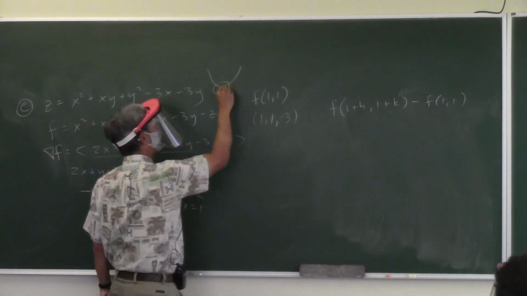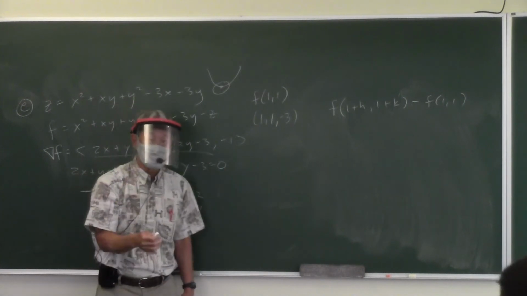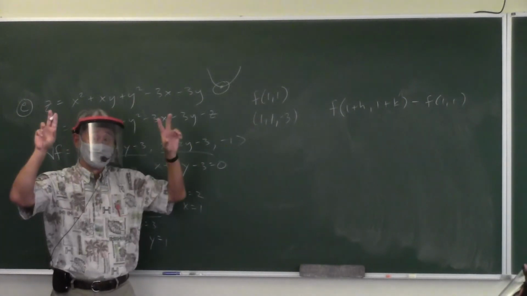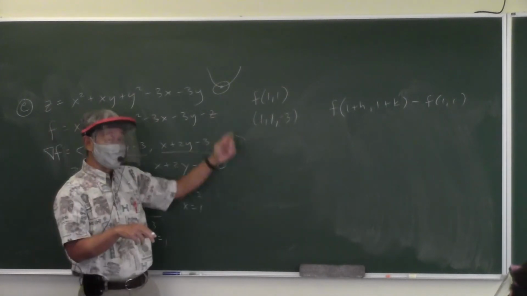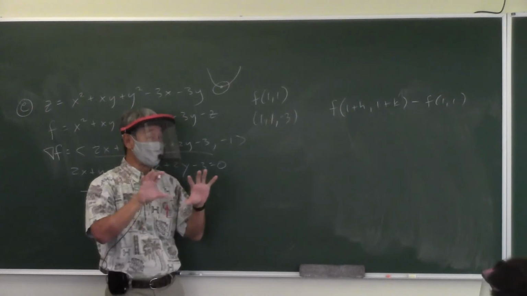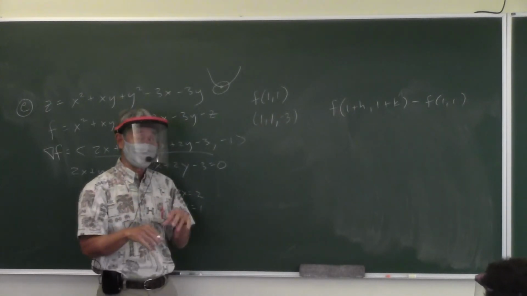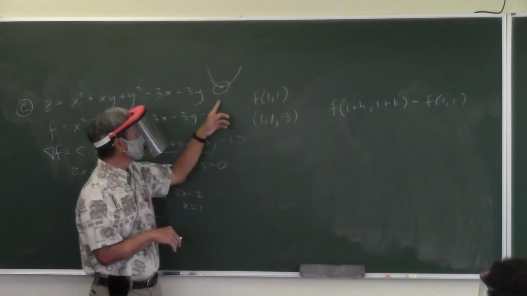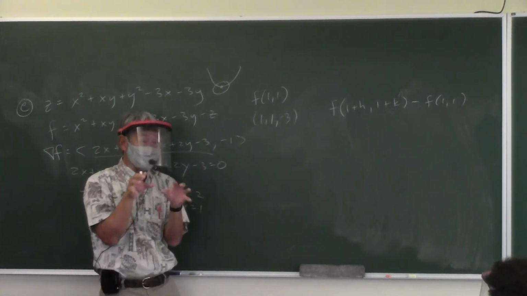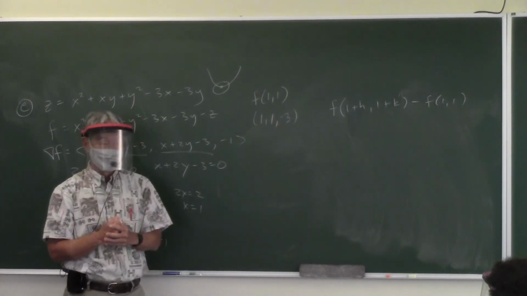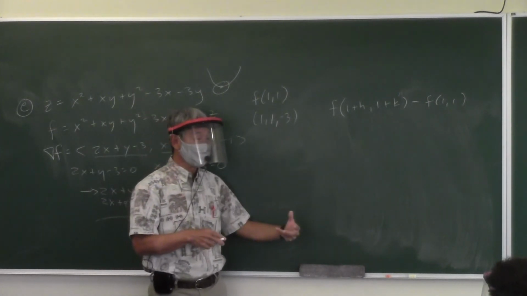Why do we call that point a local minimum? Because when you compare it to points nearby, it's the lowest point. It might not be the lowest point on the entire graph. If it were, we would call that the absolute minimum. But if it's the lowest point compared to points nearby, then it's a local minimum. So that's what h and k are.